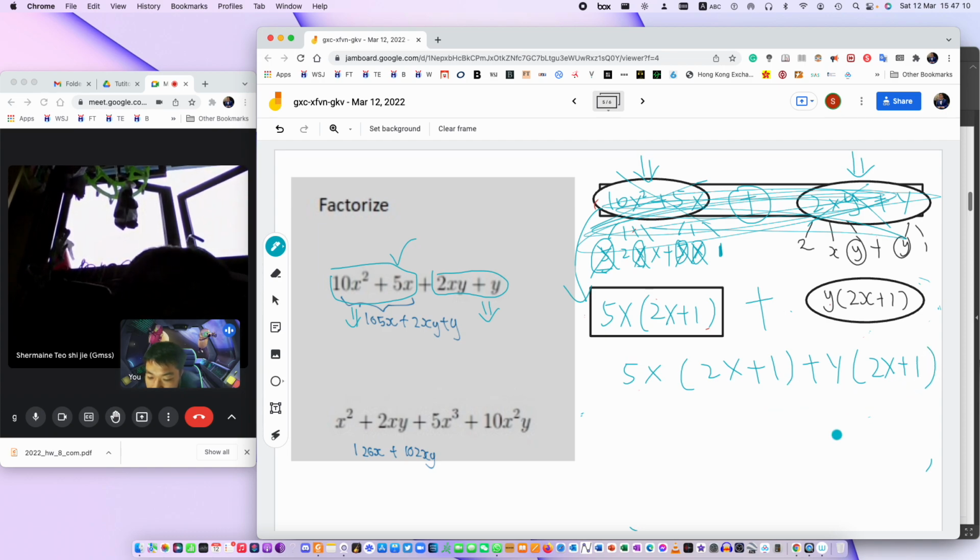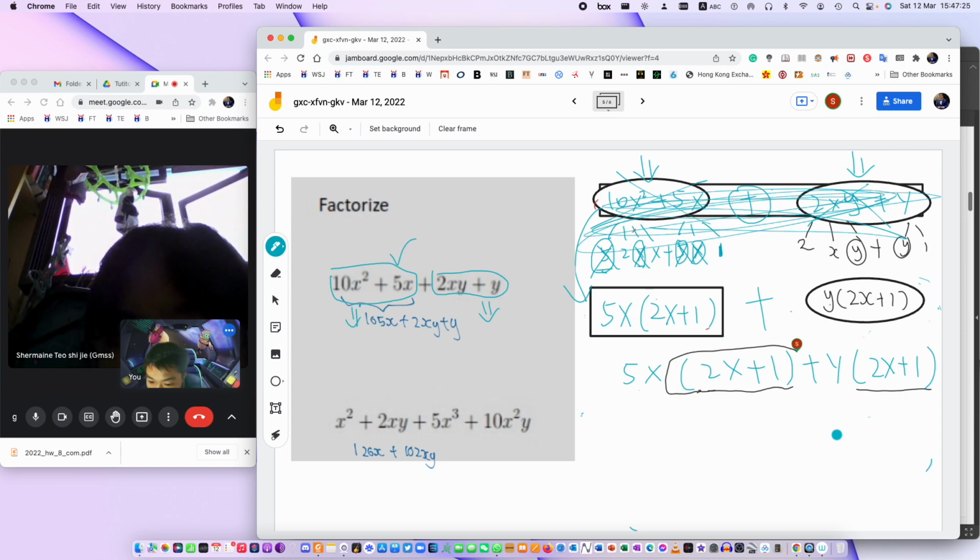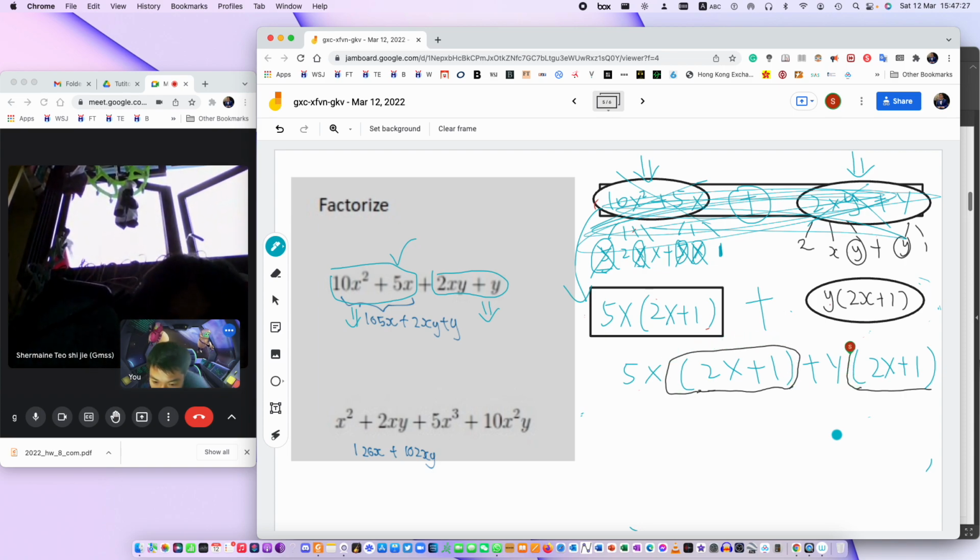So what do you see here? What's common? The 2x plus 1. Yes. Can you continue from here? Circle, circle. Okay. So once you write it down, then you cross it out.